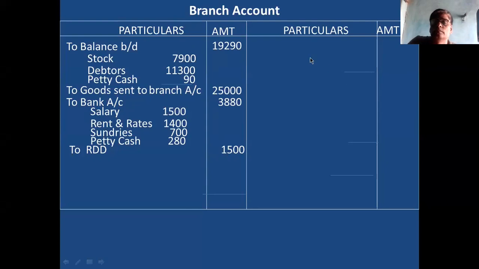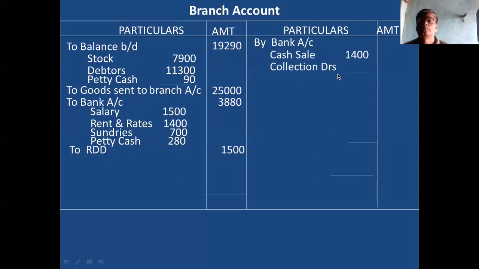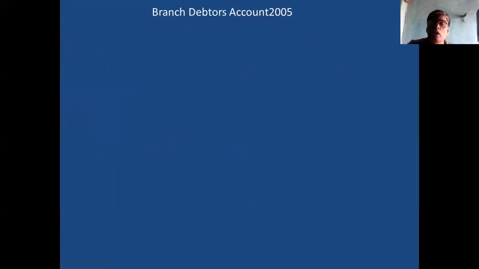Come to the credit side. The first item is by bank. Under the by bank, you take cash sale 1,400 and collection from debtors. Collection from debtors is not given in the problem. Therefore, you have to prepare the debtors account. So I will prepare the debtors account now. 24,250, this amount I have taken from the debtors account. Okay, I'll show you.